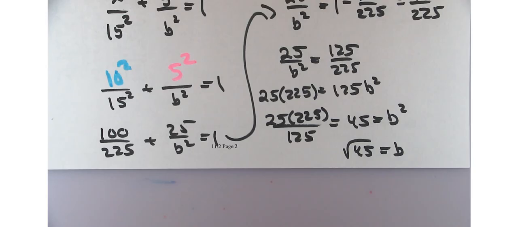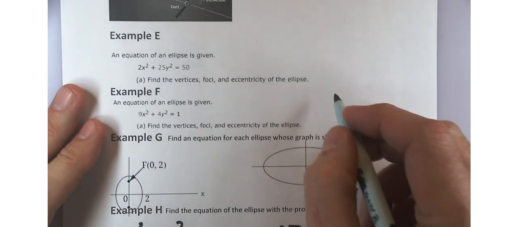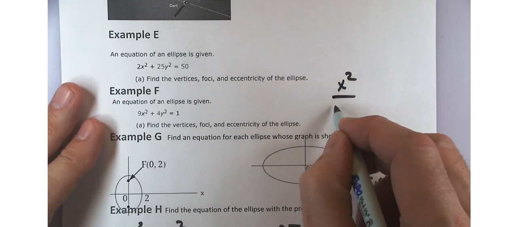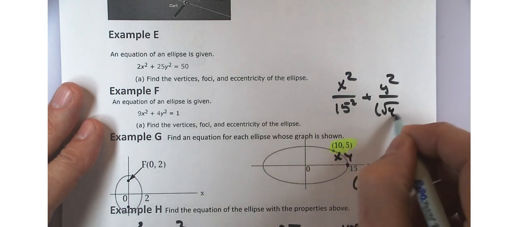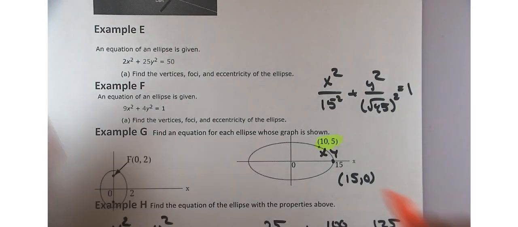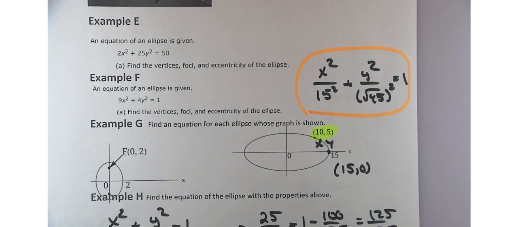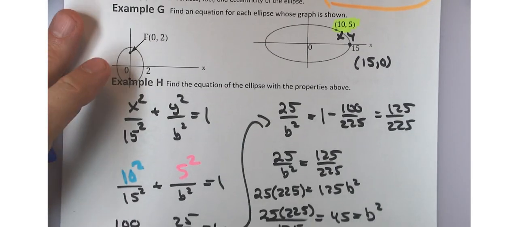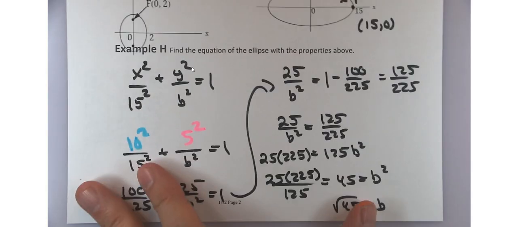Let's not forget to put down our final answer. Our final answer for something like this is going to be x squared over 15 squared plus y squared over the square root of 45 squared equals 1. That's what I would hope to see for a final answer from you on a problem like this. Yeehaw. All right. Not too bad. Comments or thoughts on example H there? All right. Let's put this one to rest.